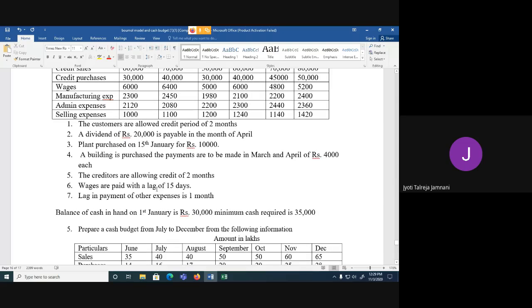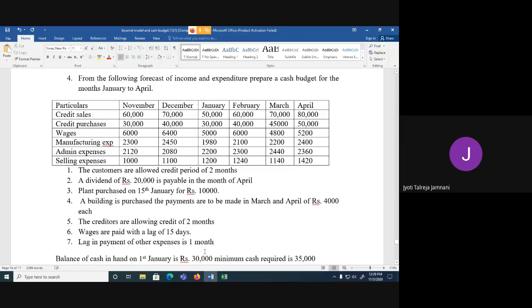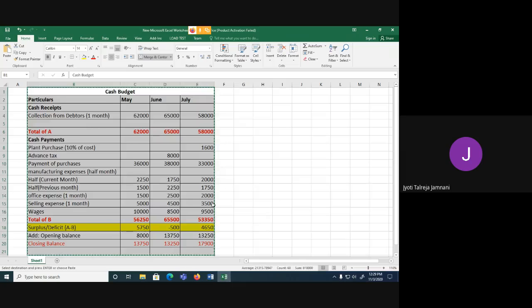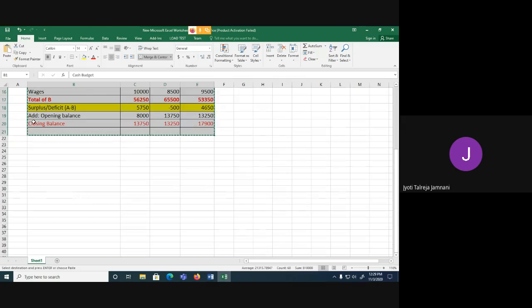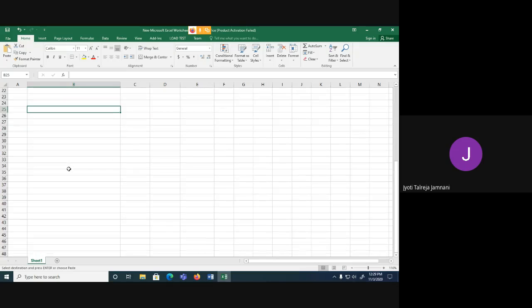The fourth problem we'll begin with. From the following forecast of income and expenditure, prepare a cash budget for the month January to April. So we have to prepare it for 4 months from January to April. Particulars.